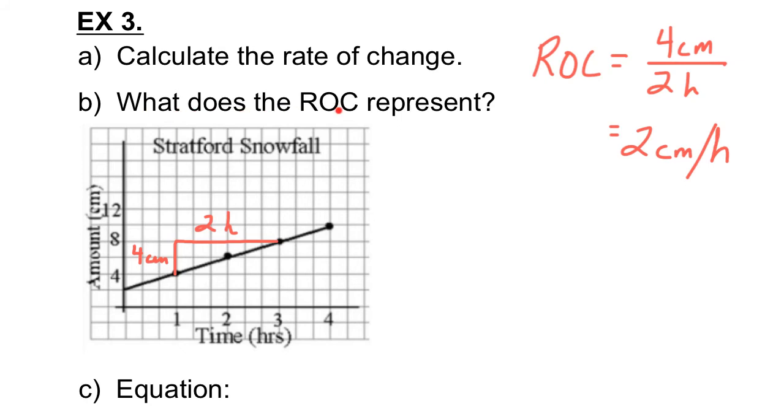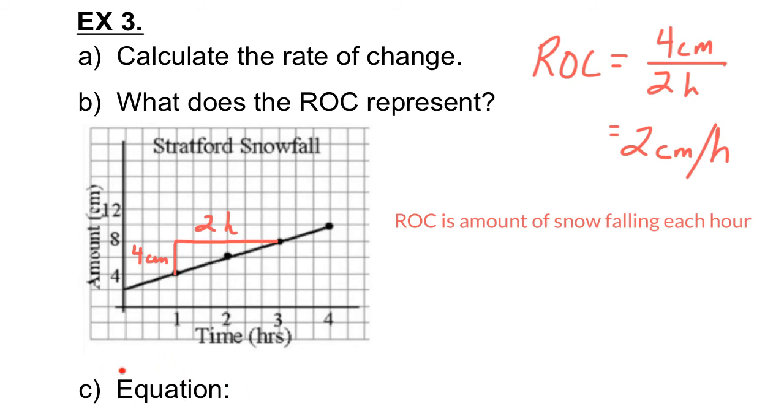Okay, but what does this rate of change represent? So the rate of change is 2 centimeters per hour. What does that mean? Well, for this, you have to look at the context. So here we're given a title, Stratford Snowfall. So we can assume that this is measuring the amount of snow falling over a certain amount of time. So the rate of change represents how much snow is falling per hour.